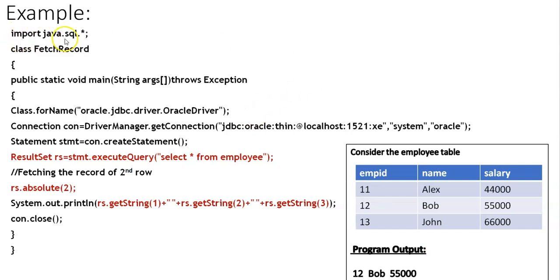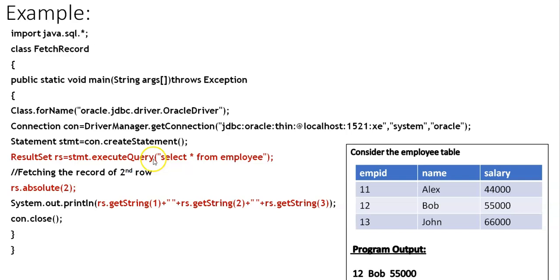Here is a simple program that explains the usage of the result set. We have to import the package java.sql.*. Then we define a main method. We are writing all the connection statements here. We create the statement object. Using the statement object, we write the select query, select * from employee, that is, select all the details from the employee table, and the query is written as an argument of the executeQuery method.